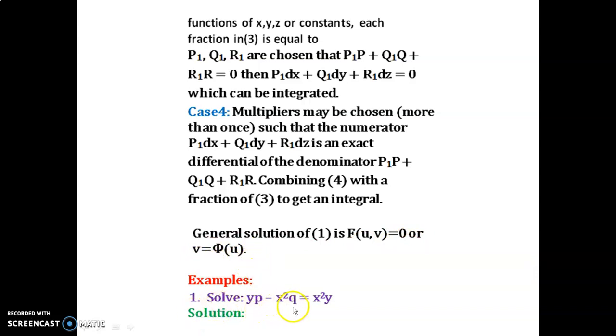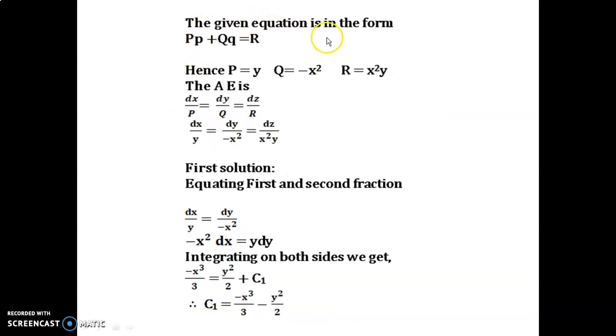Solve yp minus x square q equal to x square y. Here the degree of p and q is 1. So we will solve this PDE by using Lagrange's method. The given equation is in the form Pp plus Qq equal to R, which is already in standard form. Hence, capital P equal to y, capital Q equal to minus x square, capital R equal to x square y.